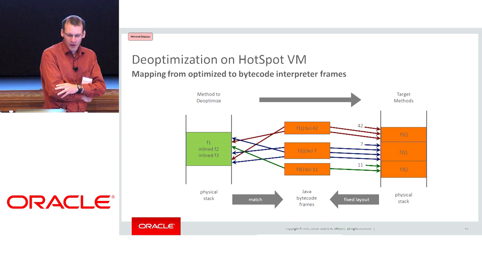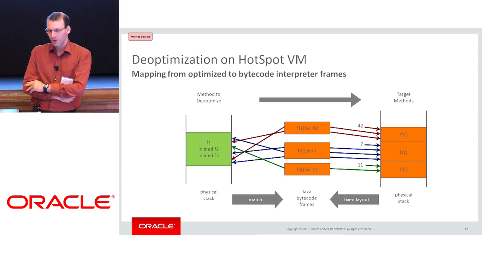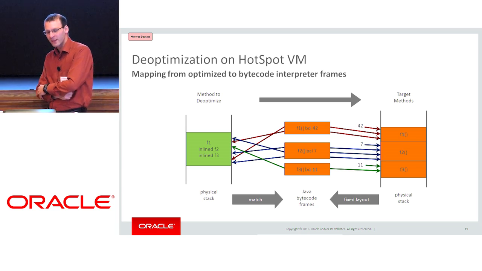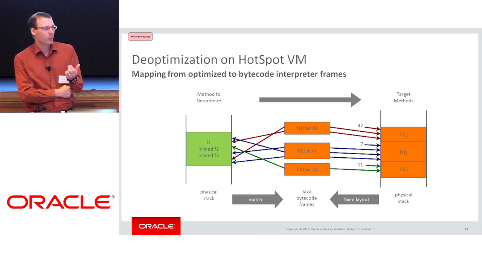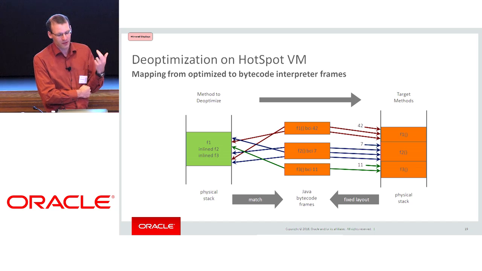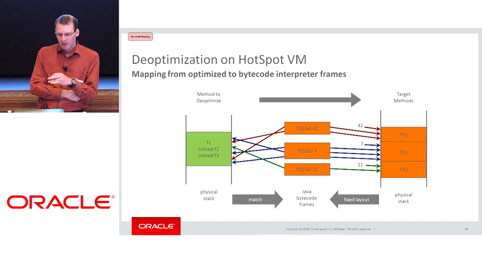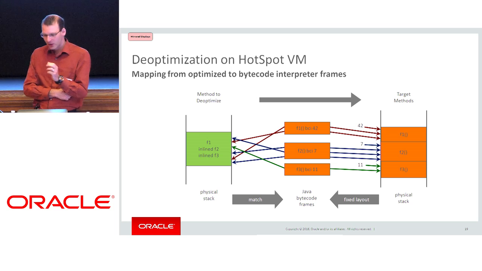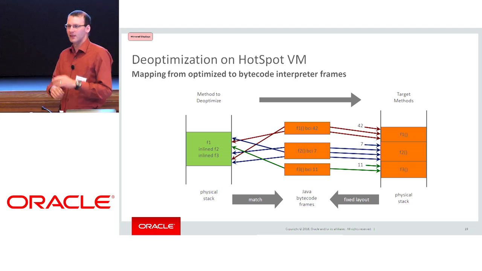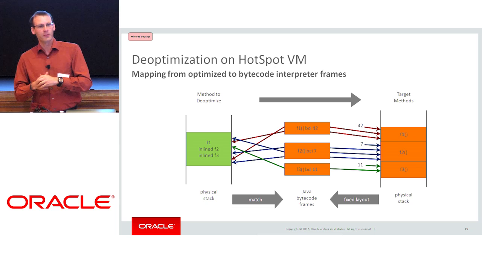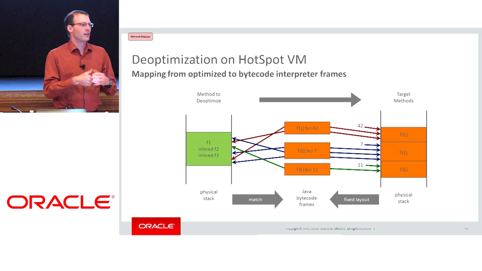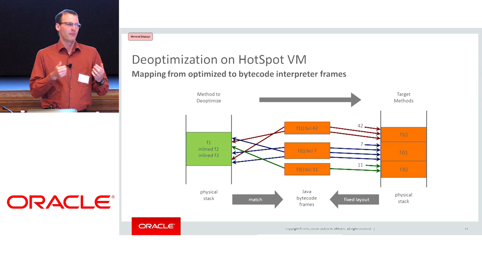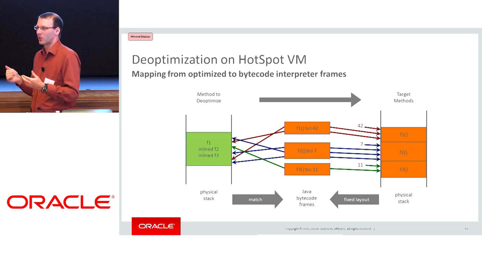How is it done on a Java Hotspot VM? You have an optimized method on the stack here in green on the left-hand side. And usually you have inlined methods. You say, well, I have a root method f1 that I compiled, and I inlined two other methods, f2 and f3. And when you de-optimize, you actually, on the physical stack, reconstruct three bytecode interpreter stack frames. And the layout of these bytecode interpreter stack frames is really given by the Java language specification, because the interpreter is more or less following this model very closely.